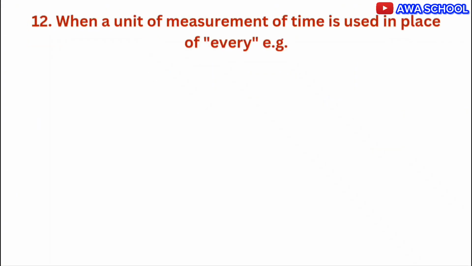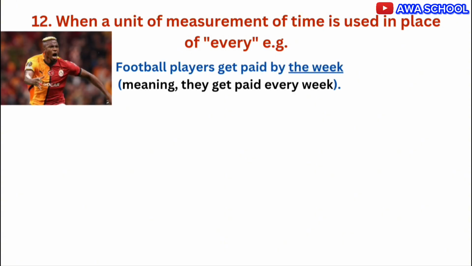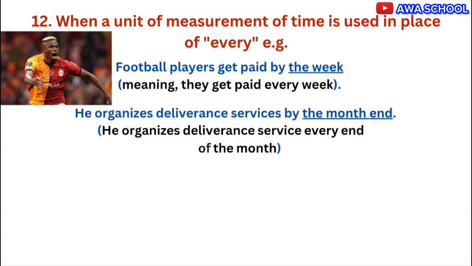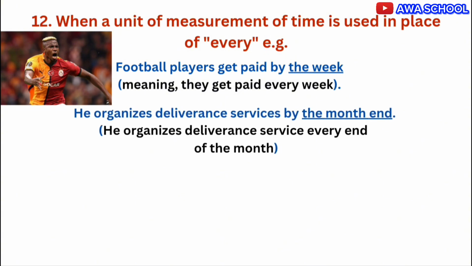Now, when instead of using every, you choose a unit of measurement of time, you are expected to precede it with the article the. What do I mean? Example, football players get paid by the week. The week here means every week. Example 2, he organizes deliverance services by the month end. What this means is that every month end he organizes deliverance services.